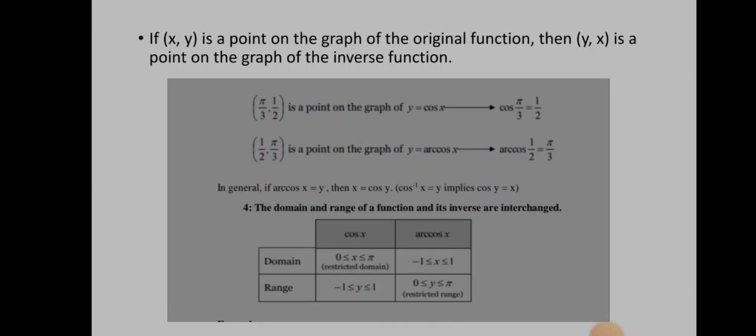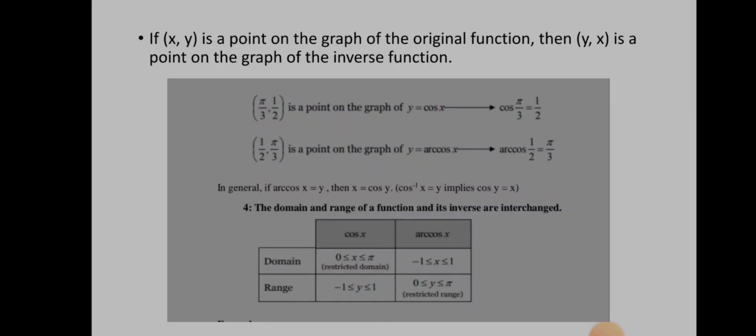In general, if arccos x is equal to y, then cos y is equal to x. That is, cosine inverse x equals y implies cosine y equals x. So the domain and the range of a function and its inverse are interchanged. The domain of cos x is x greater than or equal to 0 but less than or equal to pi.